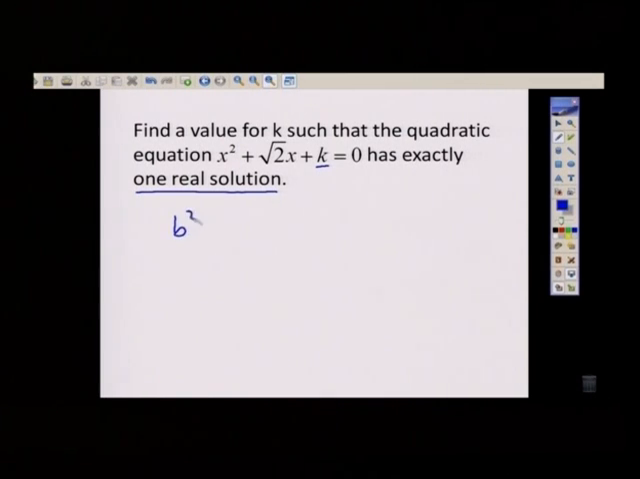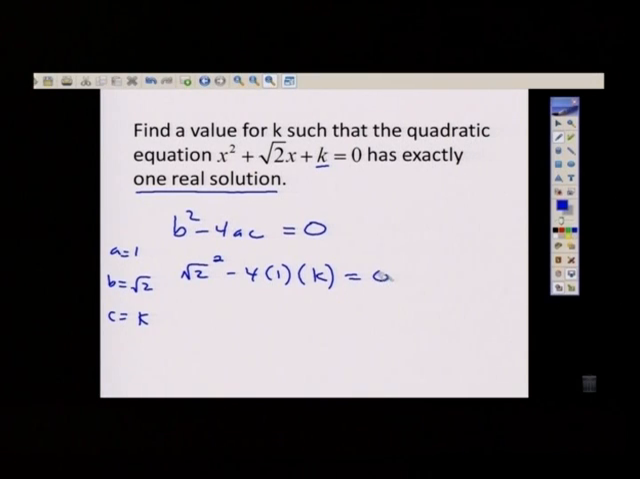So, using the discriminant, b squared minus 4ac, we know we have exactly one real solution when that is equal to 0. So, in the problem, a is 1, b is root 2, and c is k. So, subbing those in, we have the square root of 2 squared minus 4 times 1 times k. We want this to equal 0.